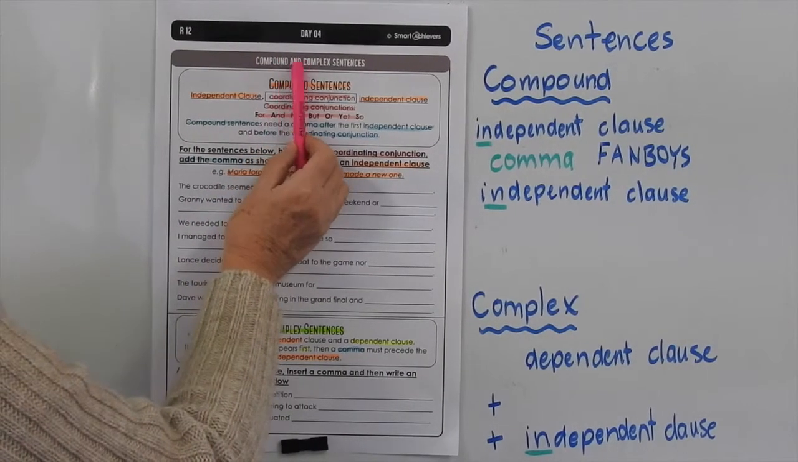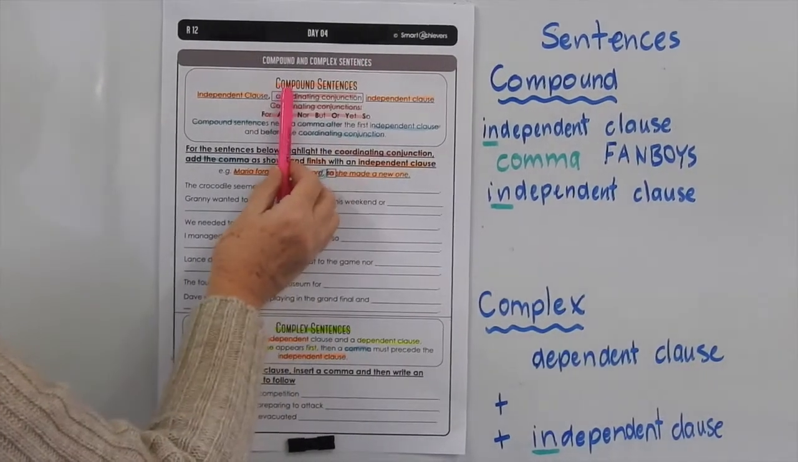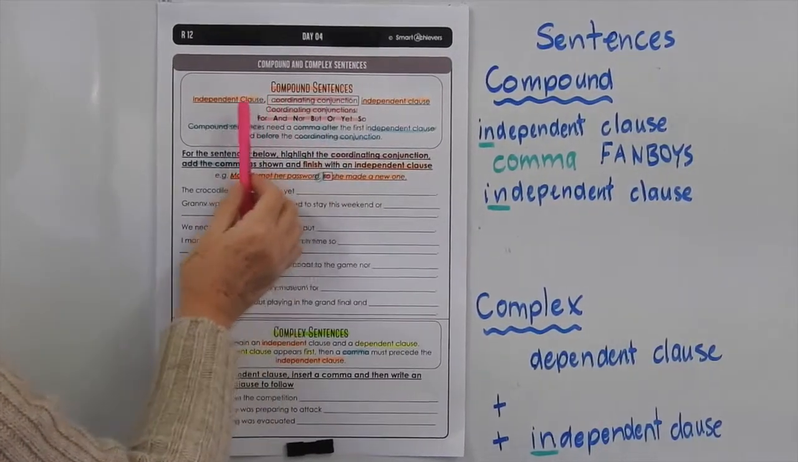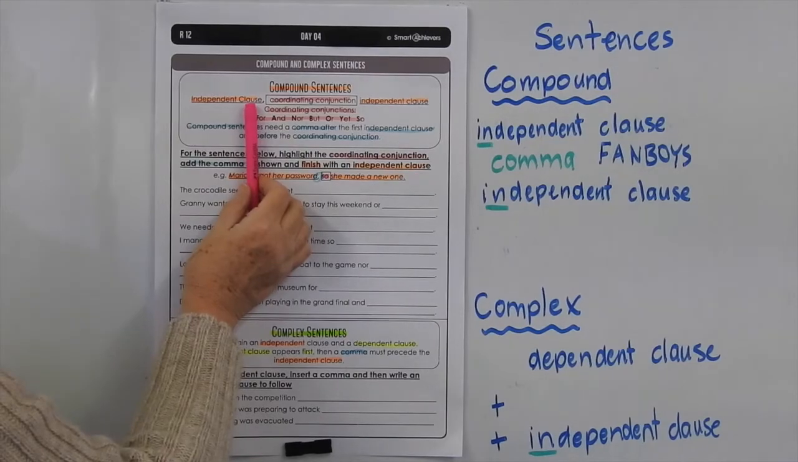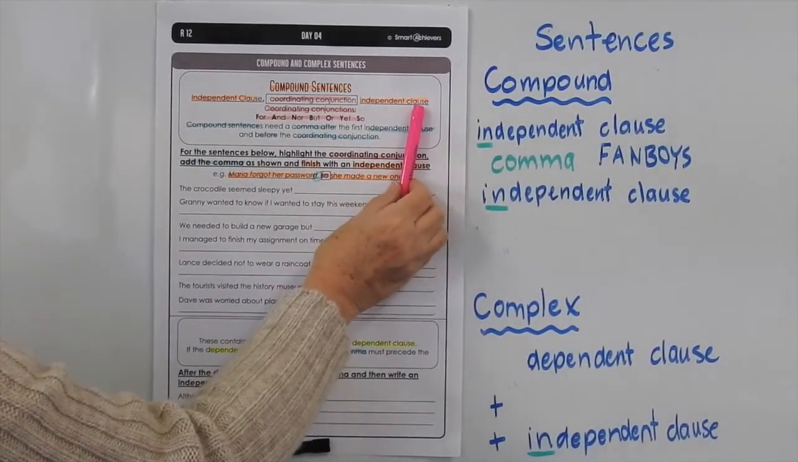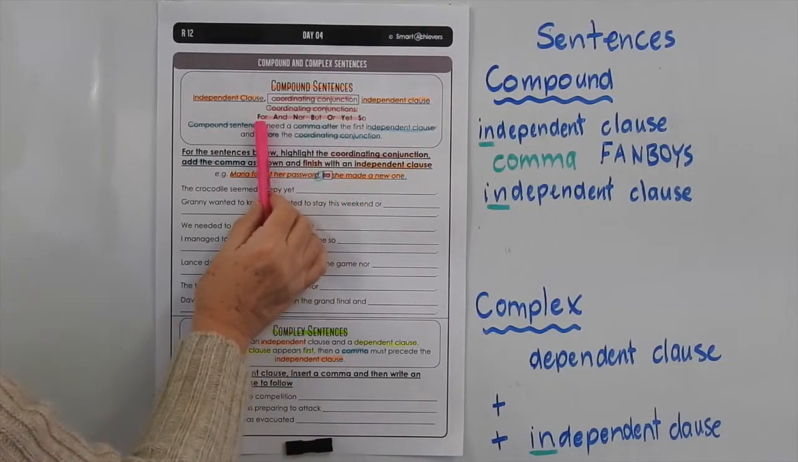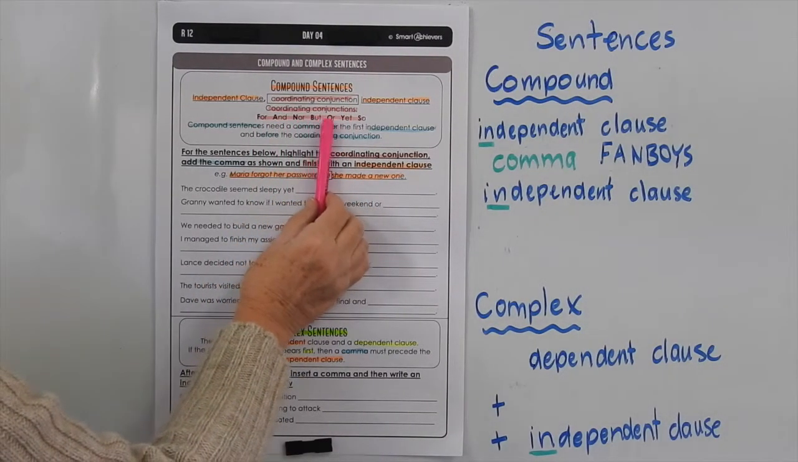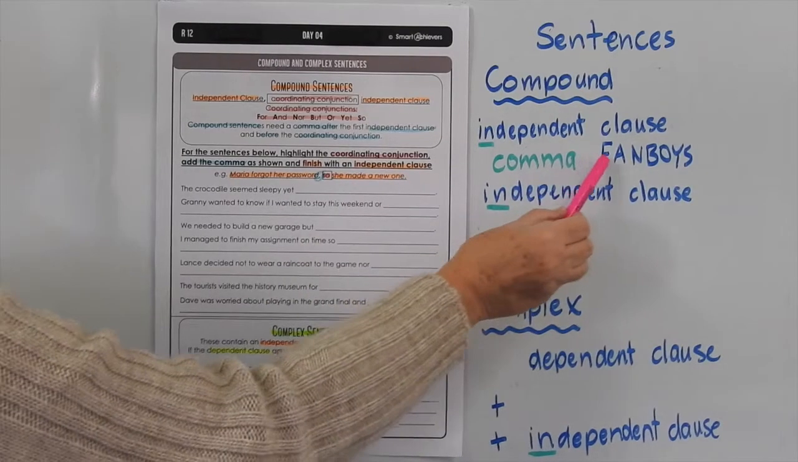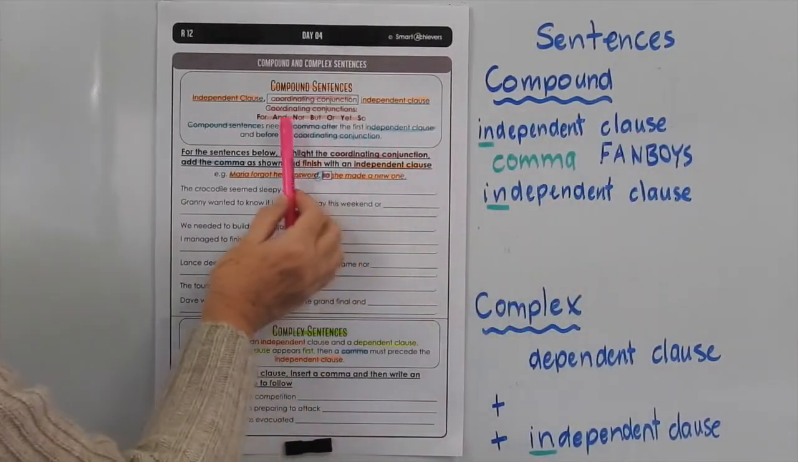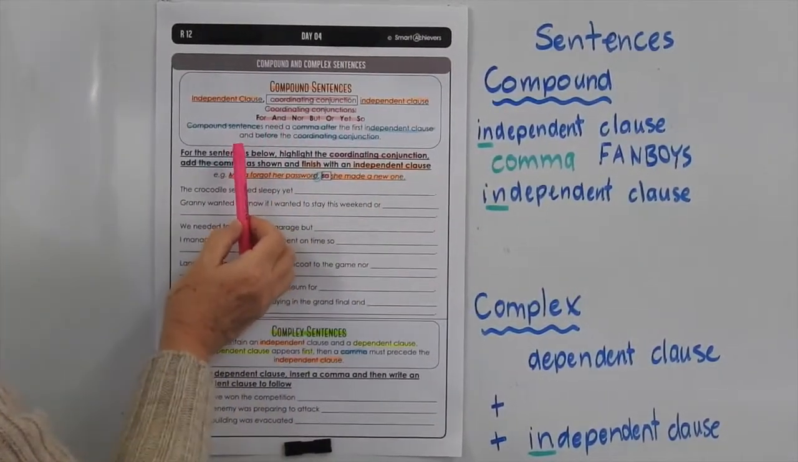This is compound and complex sentences. So we're going to start off with compound sentences, where we join an independent clause to an independent clause using a coordinating conjunction. And the coordinating conjunctions are for, and, nor, but, or, yet, so. So we use FANBOYS to remind us of each of those conjunctions.